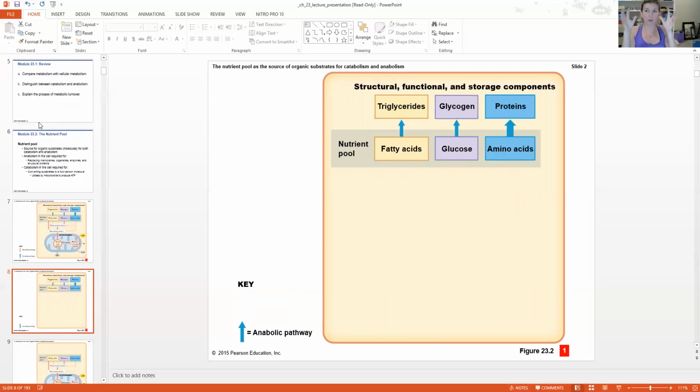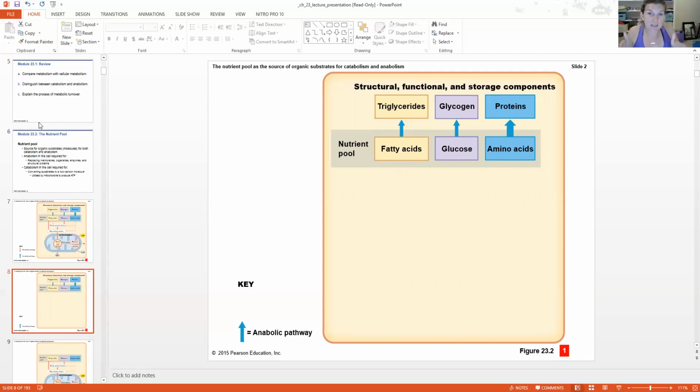Here, you have your nutrient pool. Remember, the nutrient pool is created from the organic components of our food that we absorbed into our blood. So when fats are brought into our body, all of those enzymes that we learned in the last chapter are breaking those fats down into fatty acids. All of the enzymes are breaking carbohydrates down to form glucose and monosaccharides. All of the enzymes we learned in the last chapter are breaking proteins down to form amino acids. So this nutrient pool is made of fatty acids, monosaccharides like glucose, and amino acids.